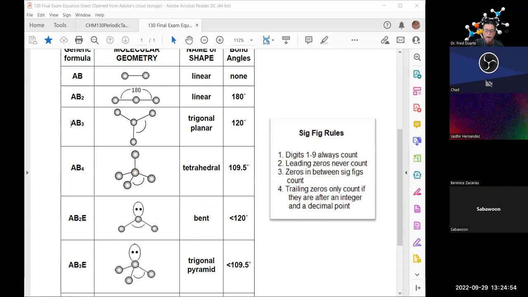Electrons play a big role in the way structures occur. If you notice this particular shape, general formula AB3E, it's very similar to the AB4, with the difference being there is a lone pair on the central atom.